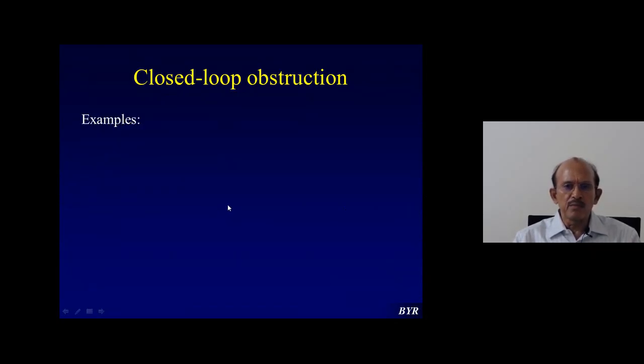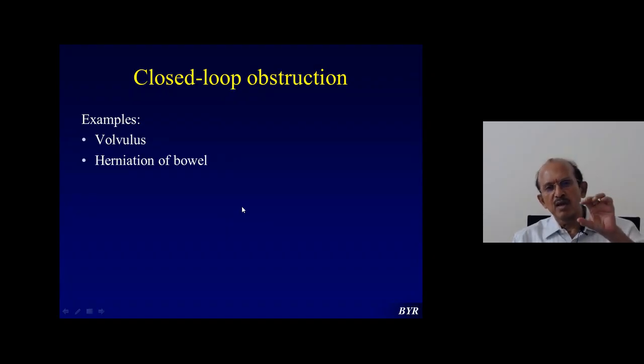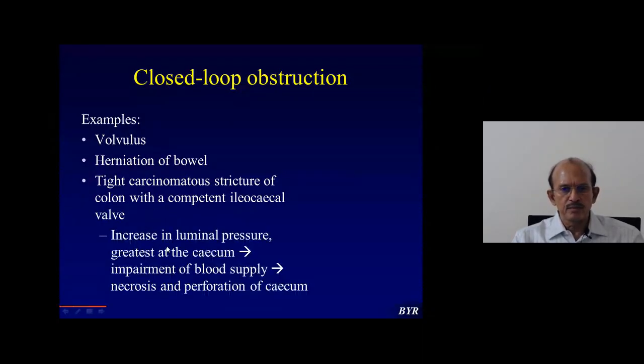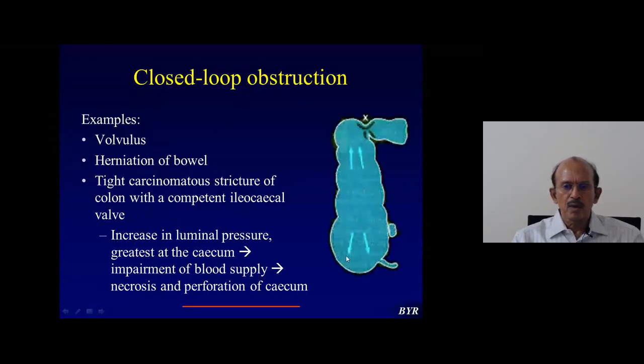Examples of closed loop obstruction: volvulus, herniation of bowel. So whenever herniation of bowel is there, if the neck of the sac constricts, then the whole loop of the bowel will get occluded. Then tight carcinomatous stricture of the colon with a competent ileocecal valve. For example, there is a growth in the transverse colon or hepatic flexure.